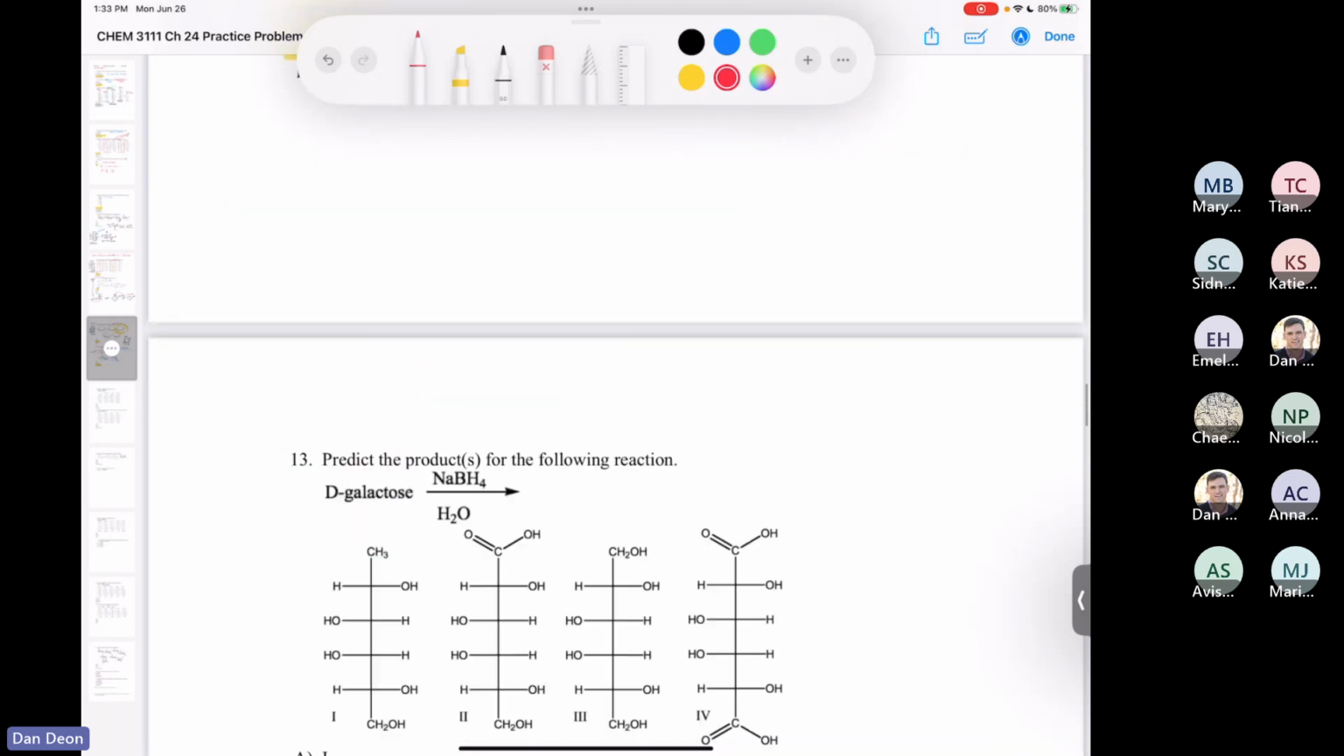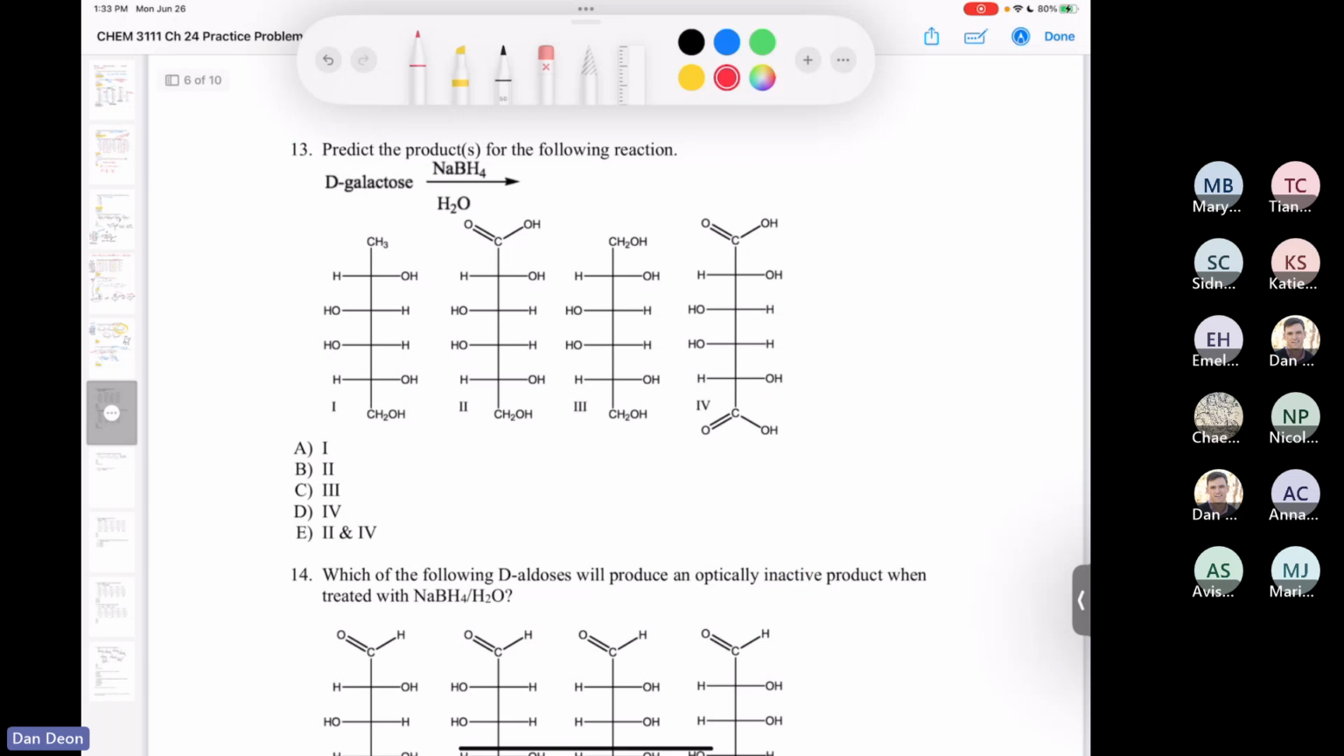All right, number 13, we start some reactions here. So this one says we're going to reduce D-galactose. If I draw the structure of D-galactose here, and D-galactose is closely related to glucose, let me just pencil it in quickly. D-galactose looks something like this. So we have a hydroxyl here and here. Proton, hydroxyl, hydroxyl. There we go.